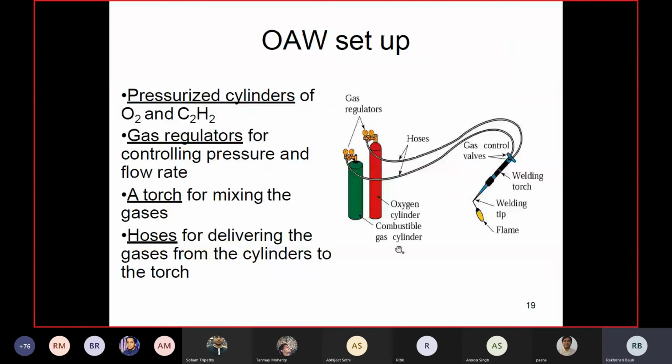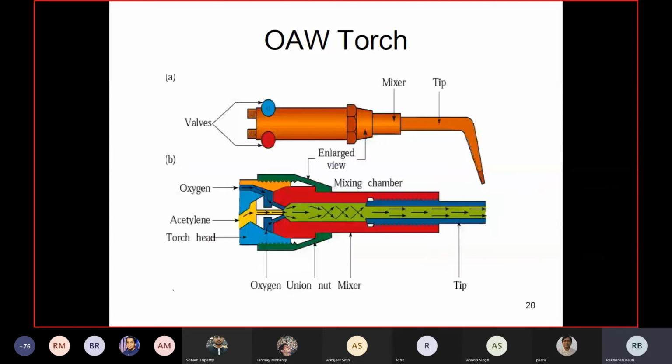This is the setup I explained earlier, and it is also explained in the video, so I don't need to explain it again. This is the figure of that torch, and this is the mixture zone. This is the cross section of this part. You can see the arrows drawn: oxygen is coming from this path and acetylene is coming from this path, and here the mixing is happening.